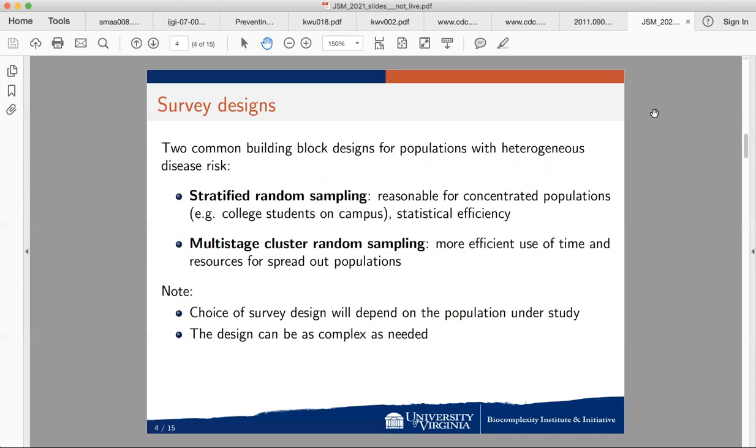The other is multi-stage cluster random sampling, where the population is separated into clusters and the clusters themselves are sampled. And within those clusters, you could do some sort of random sampling, including stratified random sampling. This is a more efficient use of time and resources generally for larger populations that are more spread out. And of course, the exact choice of design is going to depend on the population under study and can really be made as complex as needed.